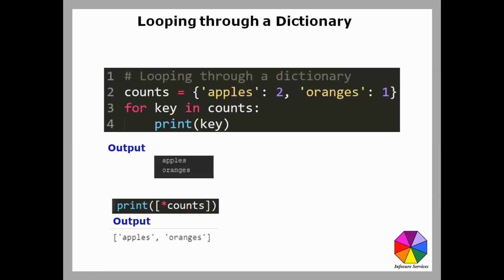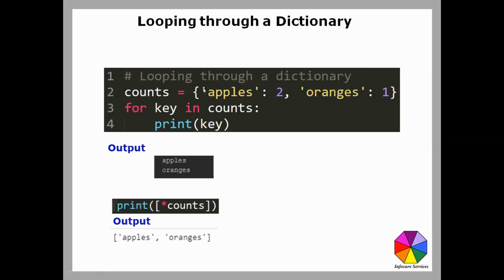Now, we also had the concept of looping through a list, right? So here, what is a dictionary? A dictionary is a collection of key value pairs. Now, you can identify a dictionary with flower brackets. These are curly brackets, also called flower brackets.